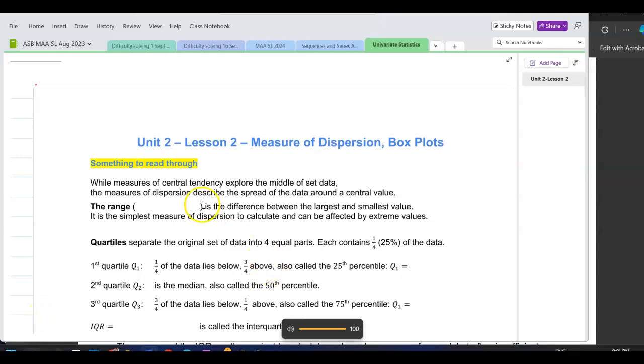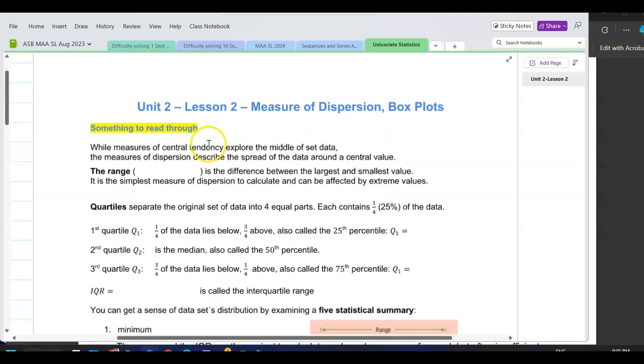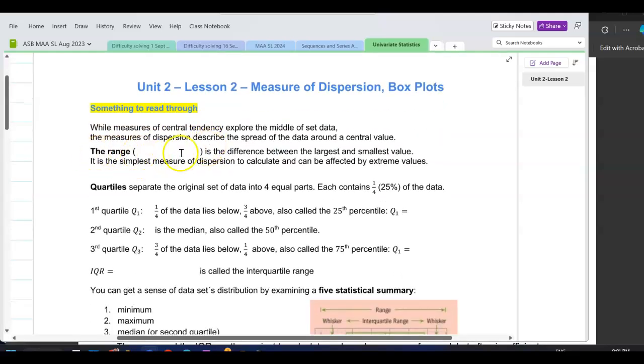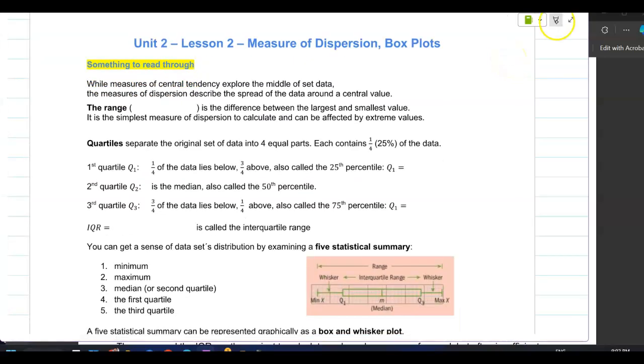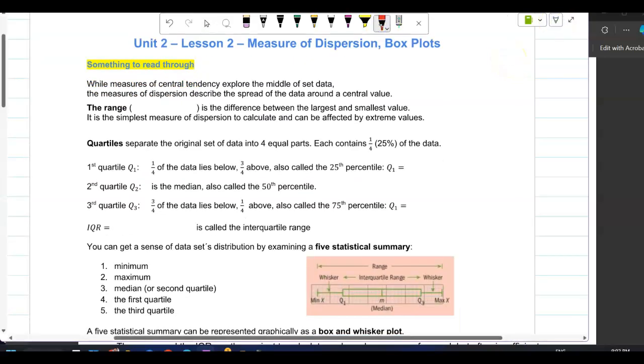Okay, so what's happening over here is measure of dispersion. The range is the difference between the largest value and the smallest value. Correct? The simplest measure of dispersion. Dispersion means the spread of the data, how spread the data is. This is one way of finding it. How do you find the range? Highest minus lowest.